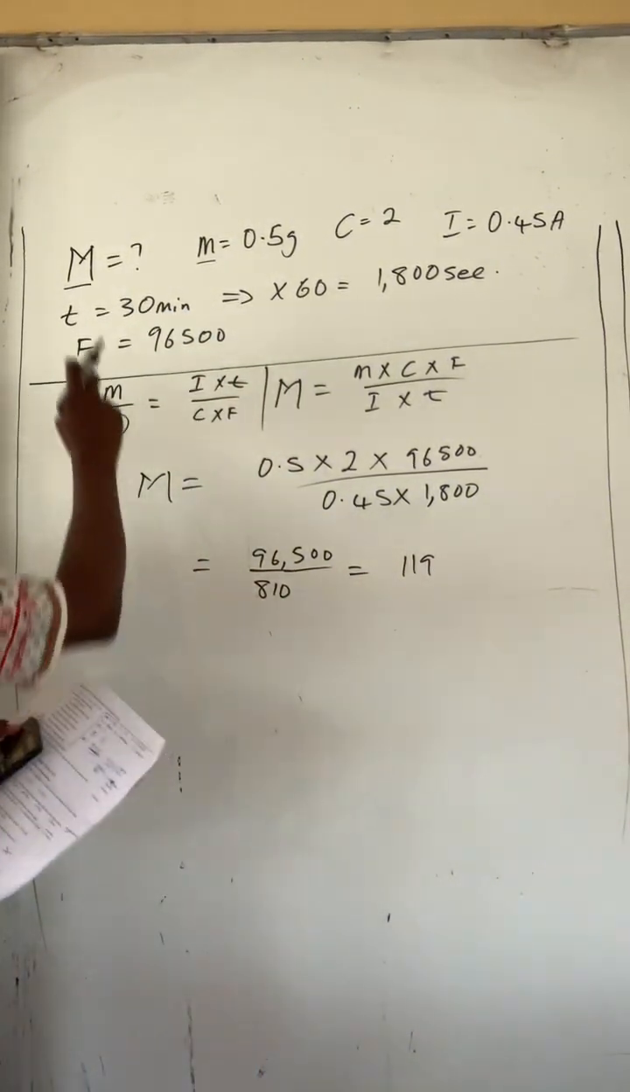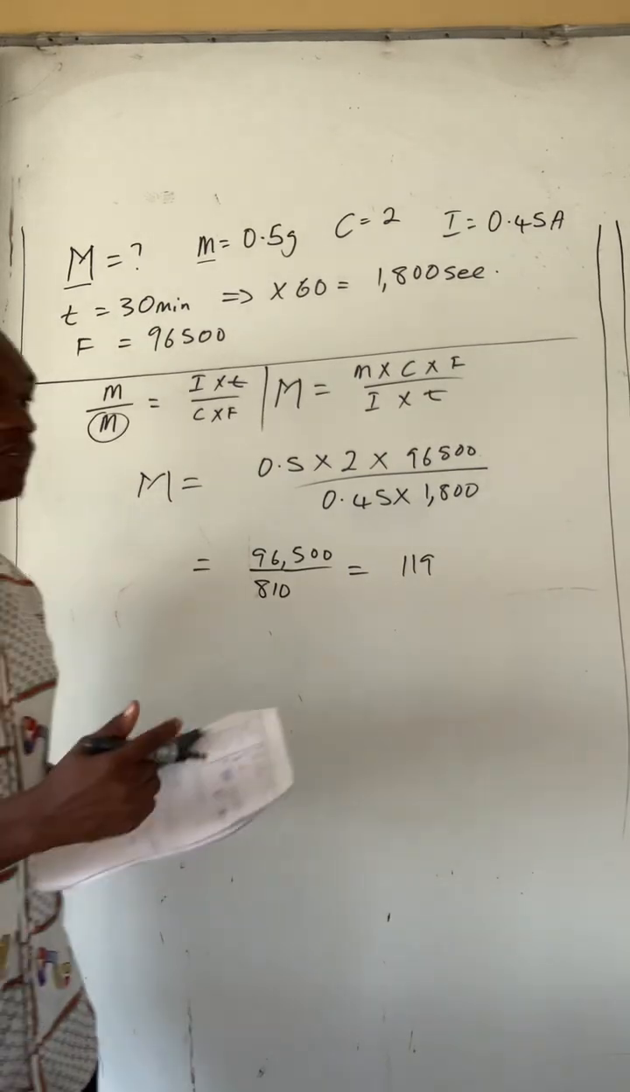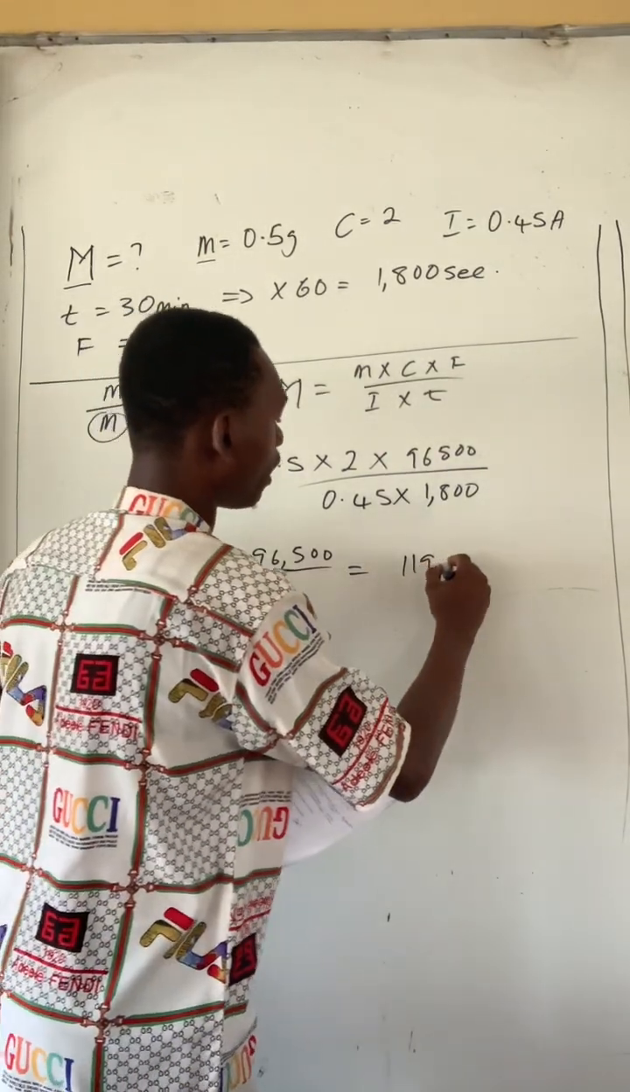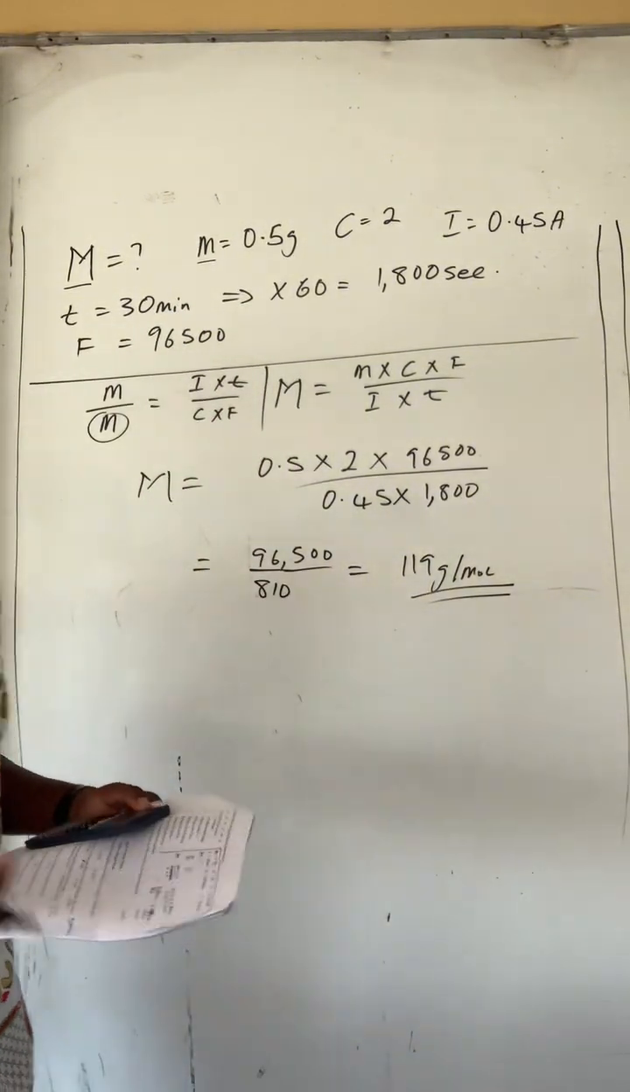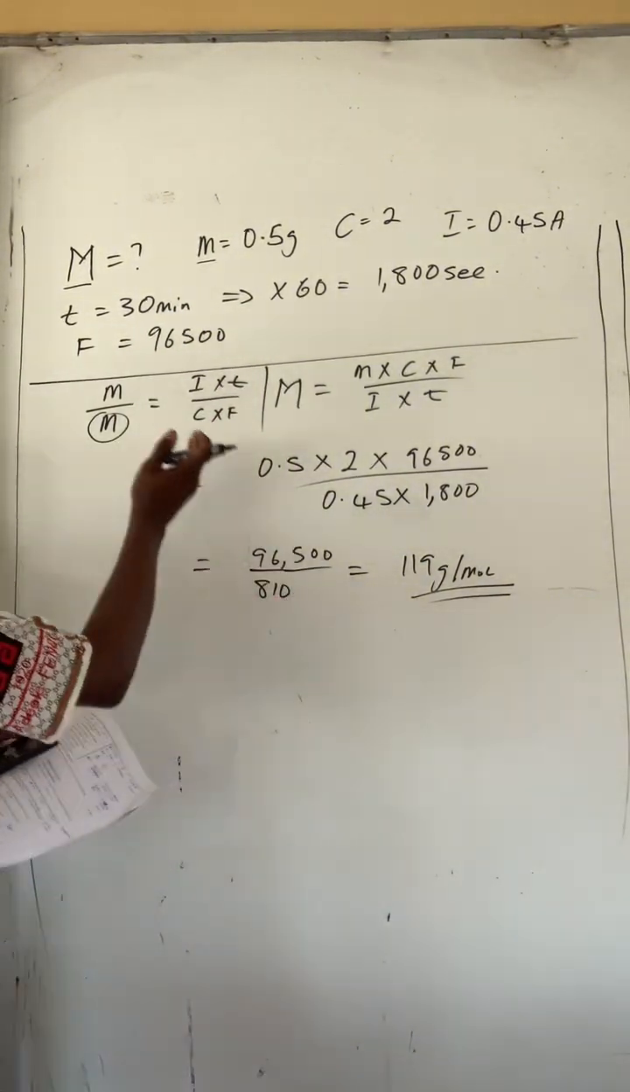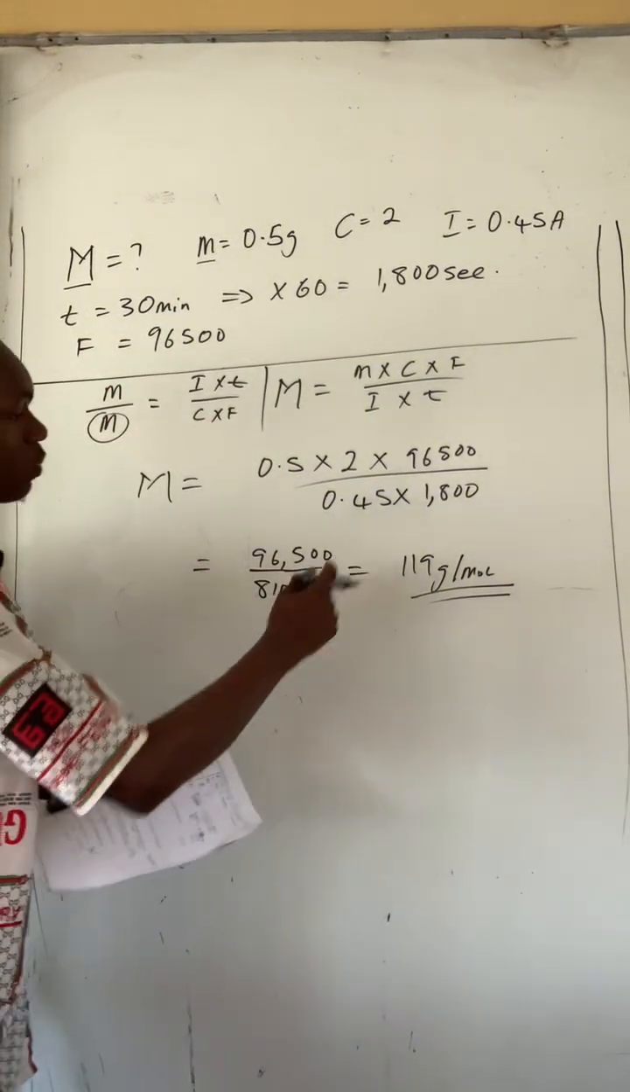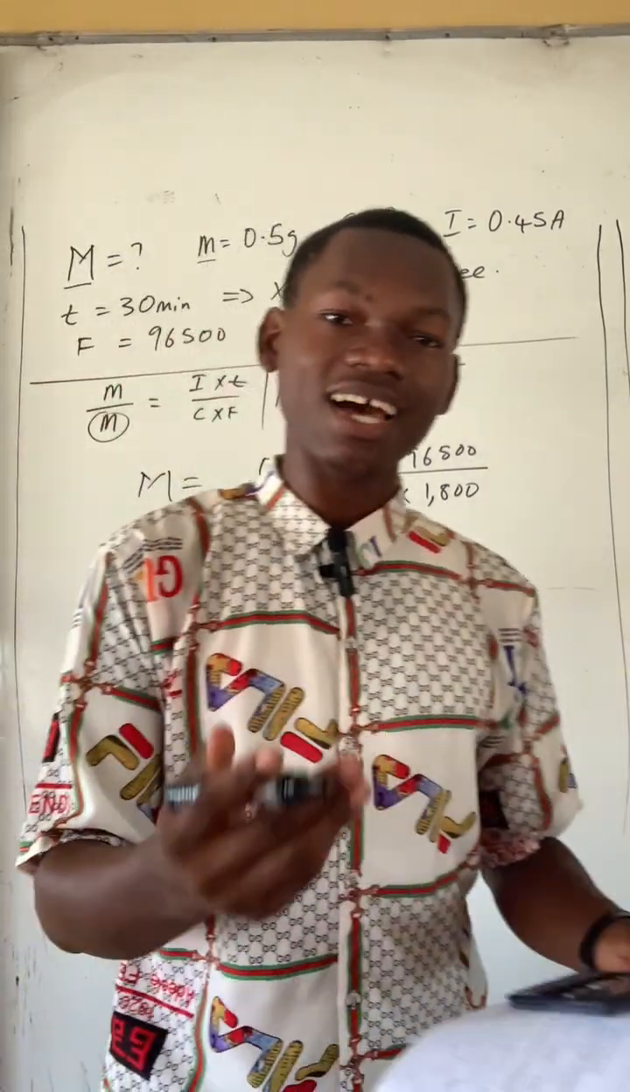190. Now, what's the unit for relative atomic mass? Relative atomic mass is simply gram per mole. Very easy. So the relative atomic mass of that particular metal is 119.